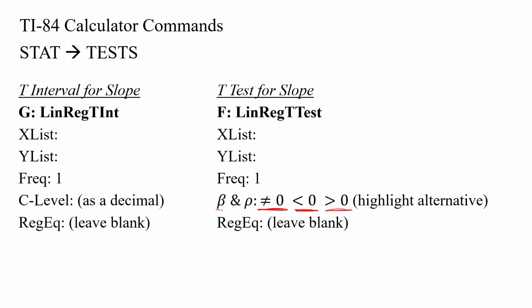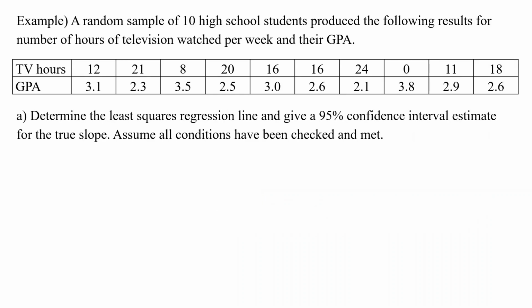You'll also see it says beta and rho. This rho stands for the population correlation, which we do not use in AP Statistics, so just ignore that. We are strictly looking at beta for our t-test. And again, the RegEQ, you can just leave it blank.